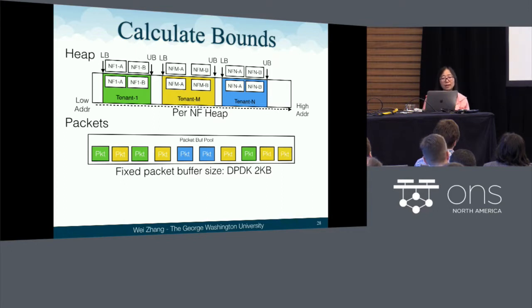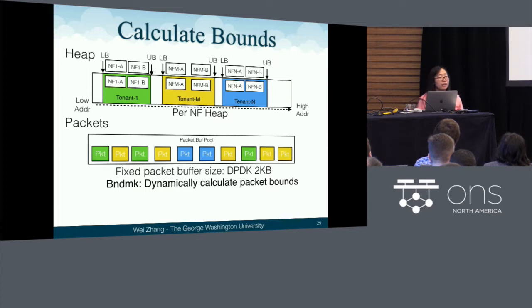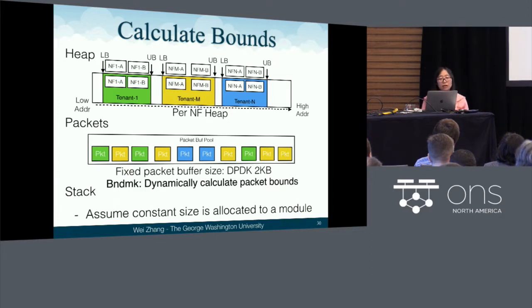For tenants' packets, we use DPDK, which is a fast network I/O library from Intel. It provides its own memory buffer pool. Whatever the real packet size, the buffer size is always 2 kilobytes by default. We use the bound make instructions to dynamically calculate the bounds. For stack, we assume a constant size for each module.